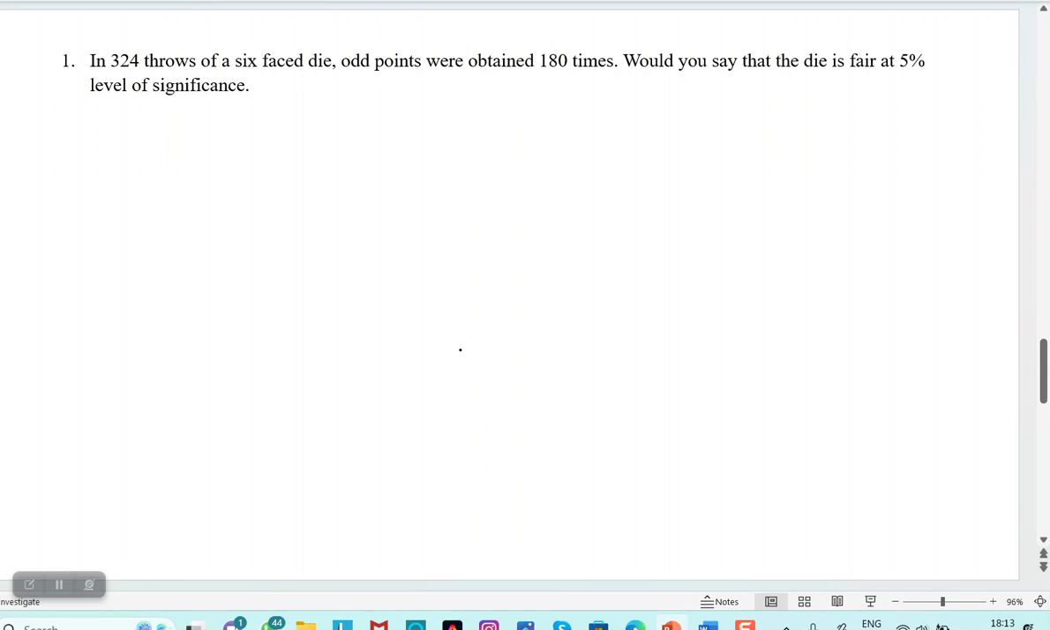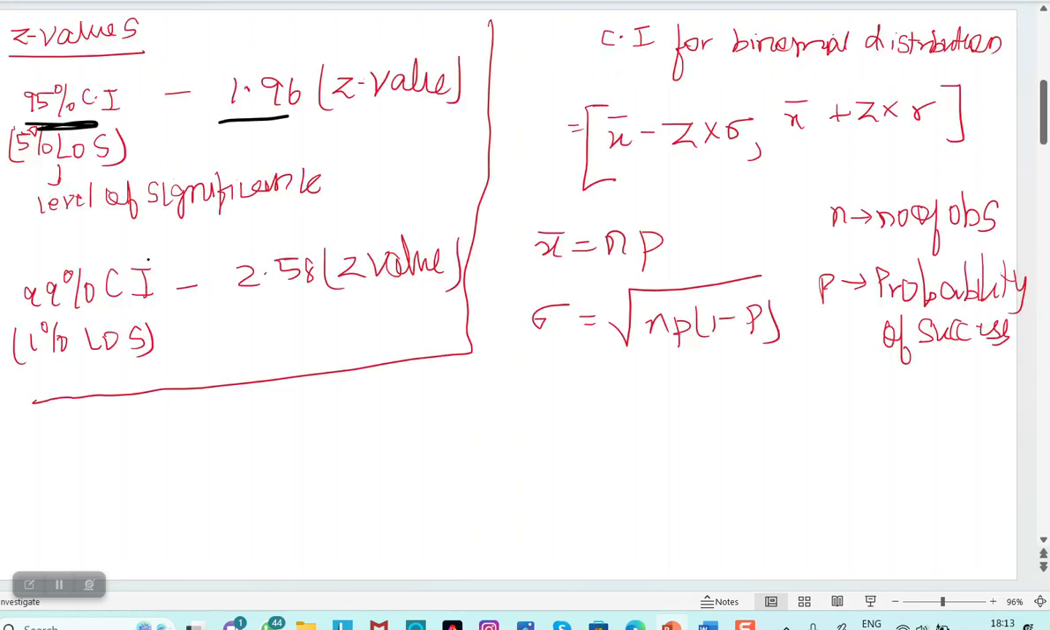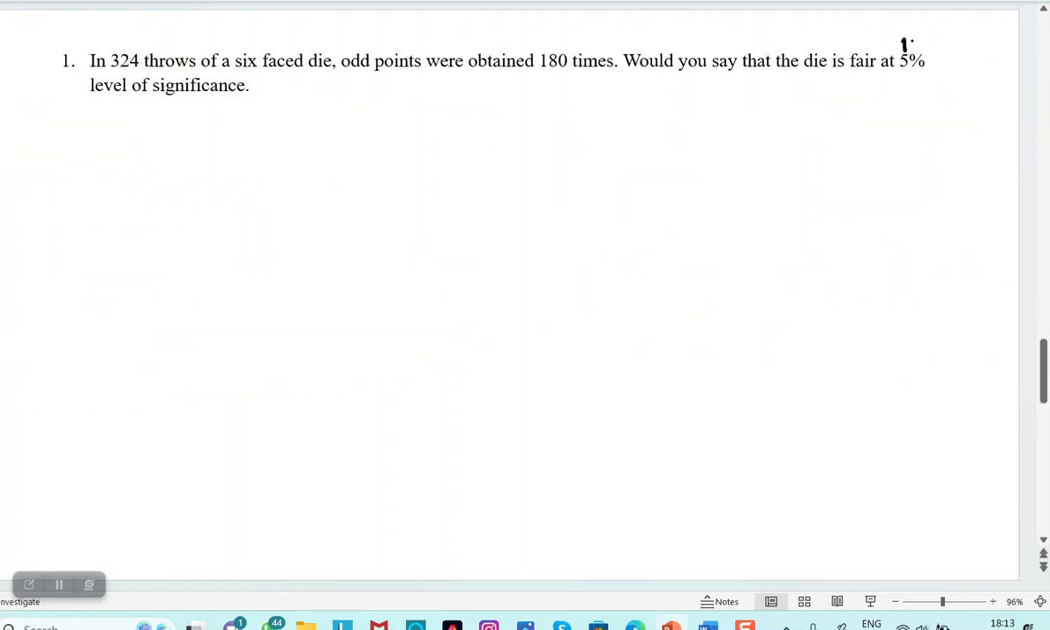We solve another problem. In a throw of a fair die, odd points were obtained 180 times. Would you say that the die is fair at 5% level of significance? Let me recollect, the 5% level of significance is nothing but 95% CI. So this is actually the same as 95% CI.